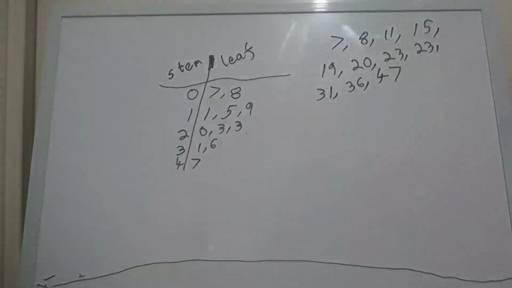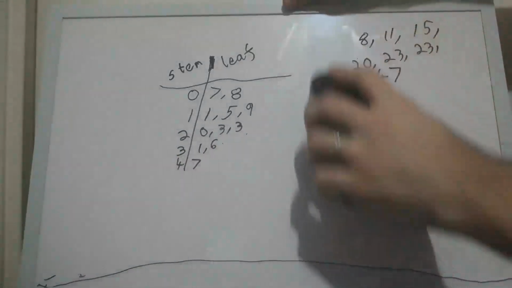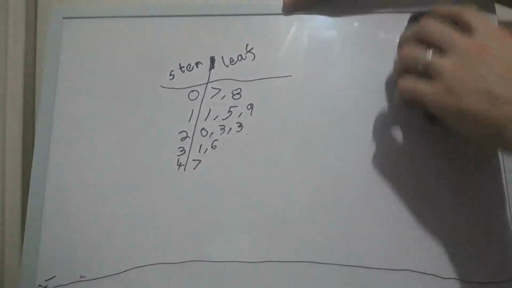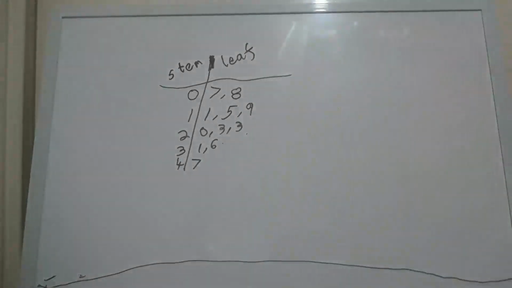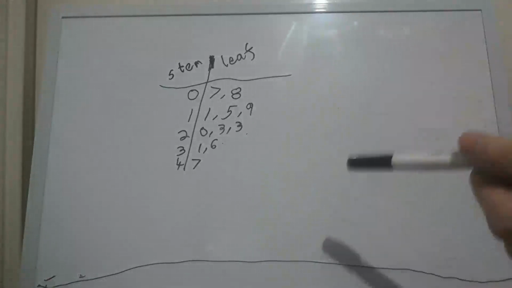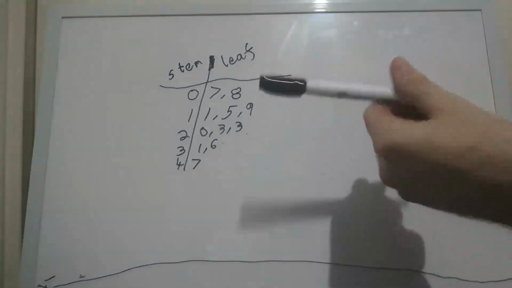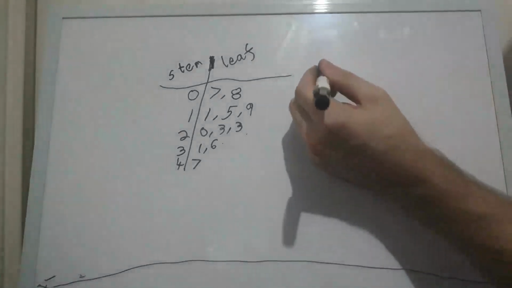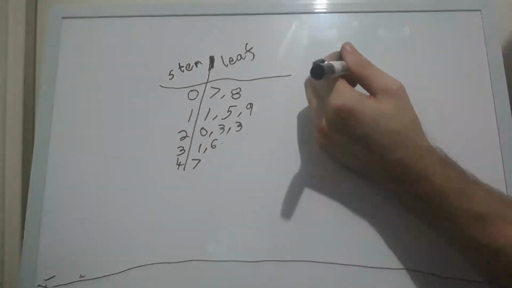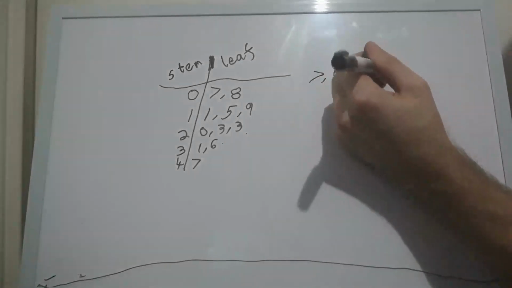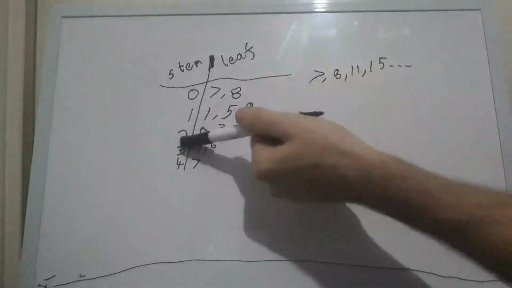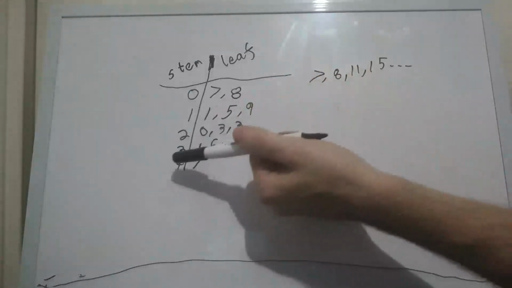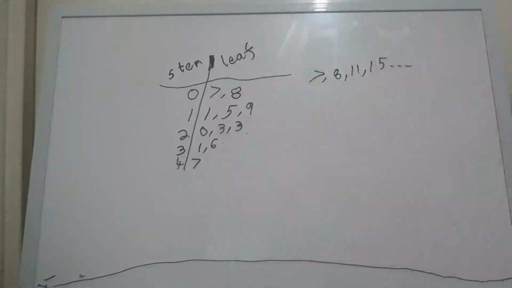Now, usually, they would give you, well, maybe not usually, but if someone gives you something like this, and they don't give you any context to it, this would tell you that your numbers in this data set are 7, 8, 11, 15, and so on. So 7, 8, 11, 15, 19, 20, 23, 23 again, 31, 36, and 47.